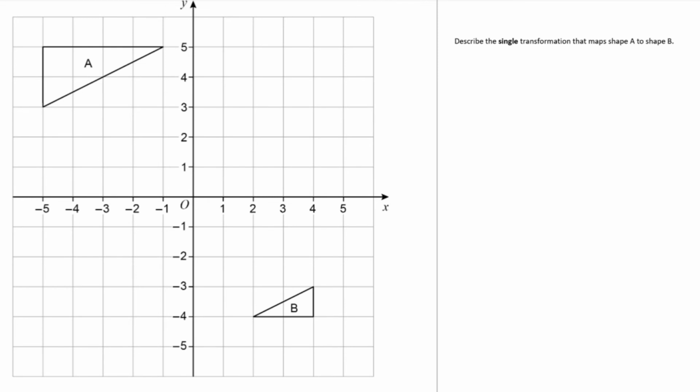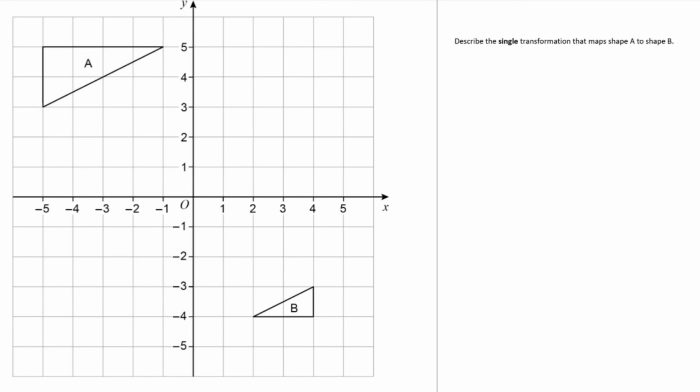Question 24. We need to describe the single transformation that maps shape A onto shape B. Now, just looking at it, you might be forgiven for thinking it's a rotation, because you've got one in the top left corner, one in the bottom right corner, and it's been inverted. But actually B is smaller than A, so we've actually got an enlargement here. Now it's going to be a fractional enlargement because your image is smaller than your object, and also it is going to be a negative enlargement because the image and the object are inverted, okay, turned upside down.